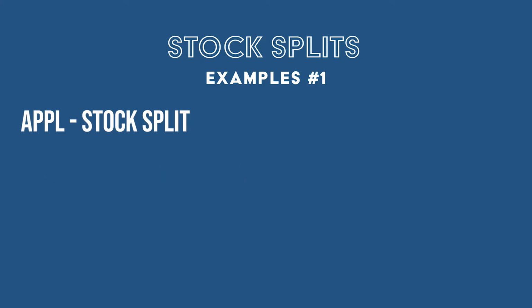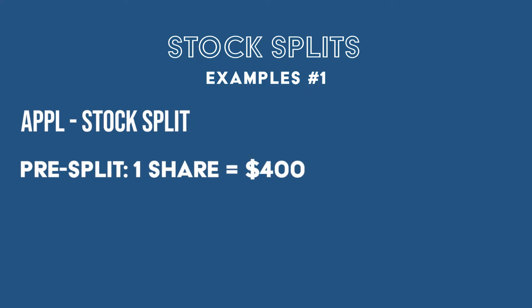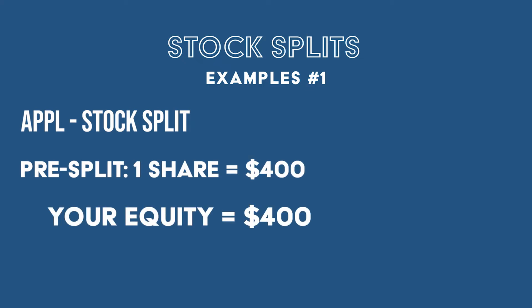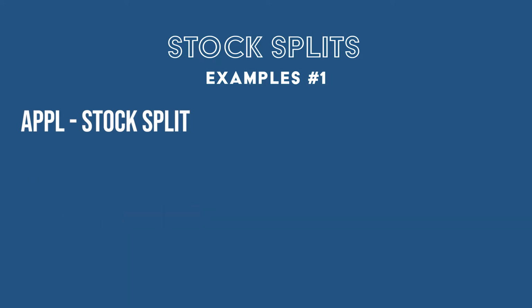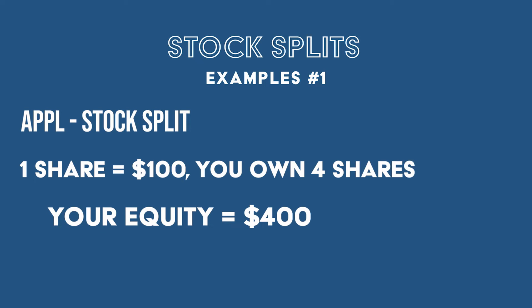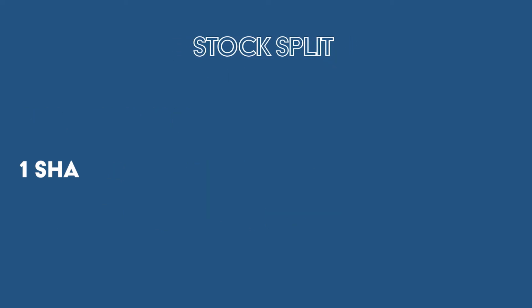If you owned one Apple stock and it was trading at, let's say, $400 pre-split, you owned equity in Apple at the amount of $400. After the split though, you're still going to have $400 of equity. It's just going to look different because now you're going to own 4 Apple stocks that are each worth $100. So remember, you had 1 at 400, now you have 4 at 100. You still have the same total equity, it just changed its representation of that worth.